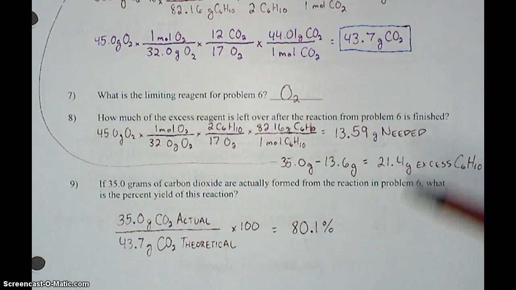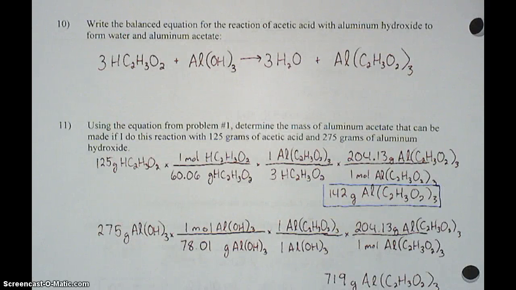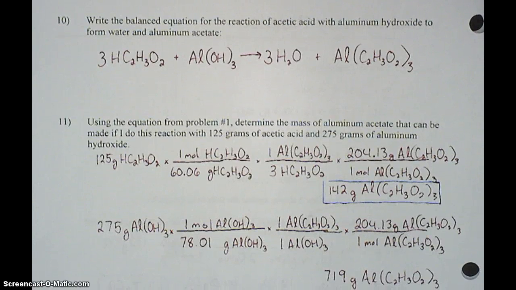Now that process that we went through on those problems is what will follow on the next pages. On the next page, our first step is to make a balanced chemical equation using acetic acid and aluminum hydroxide. It's an acid and a base, and they react to produce water and a salt, aluminum acetate.